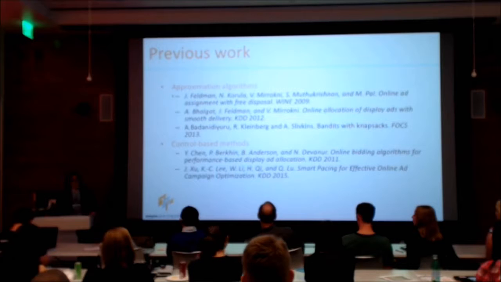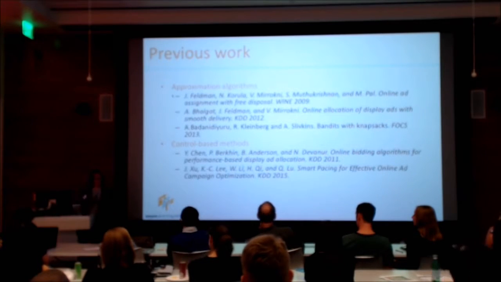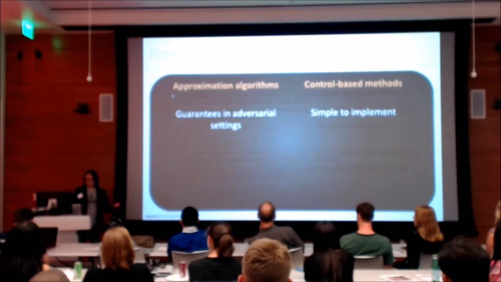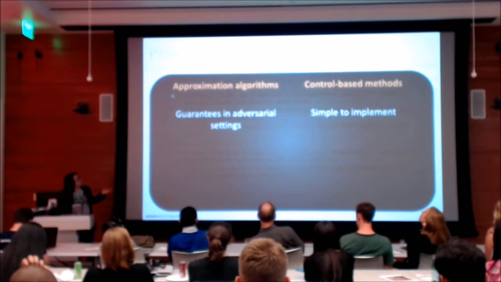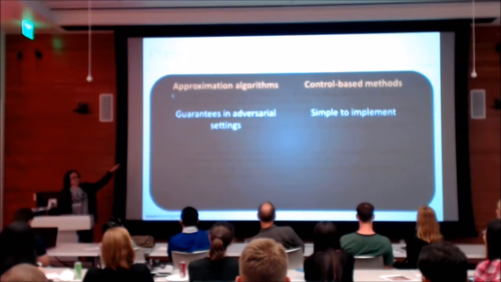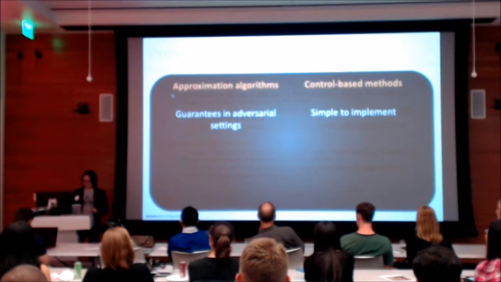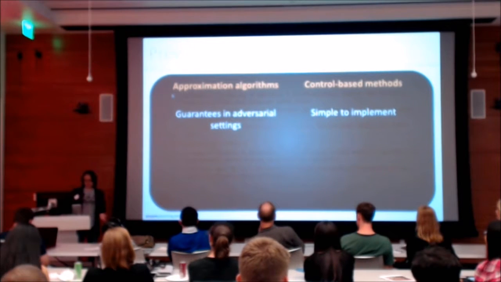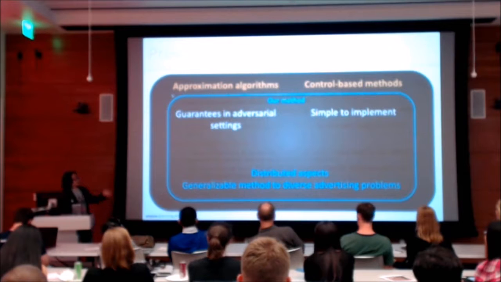The second class of methods are considered more heuristic, but they tend to work reasonably well, more control-based methods. So treat the problem of trying to satisfy constraints as a control type problem. Of course, both methods have their advantages. It's nice to have guarantees in adversarial settings, and I'll say a little bit more about that in a little bit. Control-based methods happen to be simple to implement, so we want to be able to capture both of these and also be able to have an honest discussion about distributed aspects, which has been discussed in some of this work, to my great surprise.